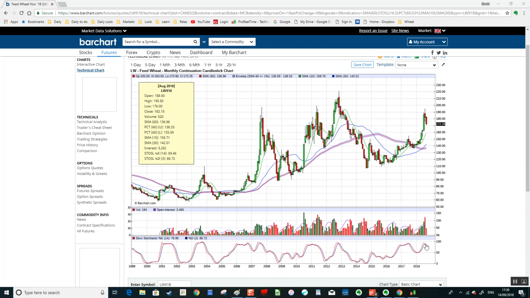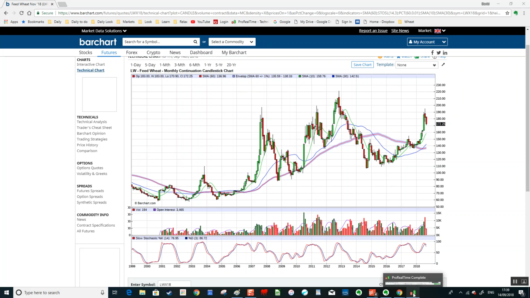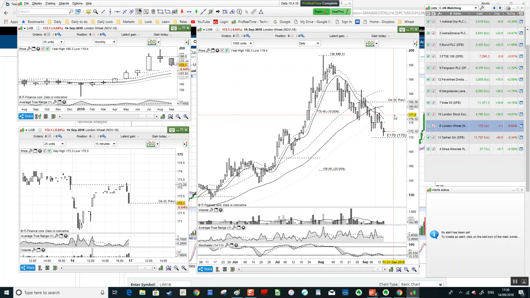Got a sell on the long-term stochastic. Let's pop down to the all-important daily. Marked on here 170, and also marked two levels. We've got 10% fall from the high. High was 198. 10% brings us down to 178. Obviously, the 20% level down here, 158. We are heading down from last week to test the 170.